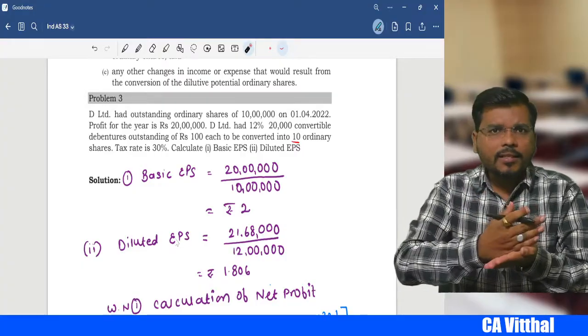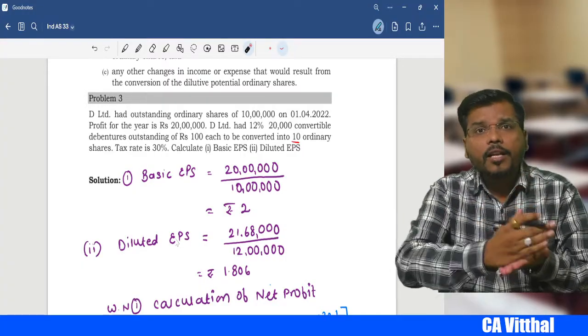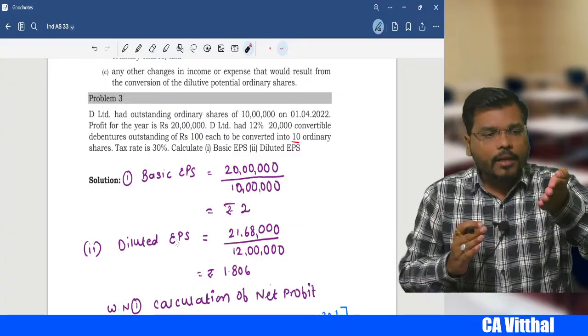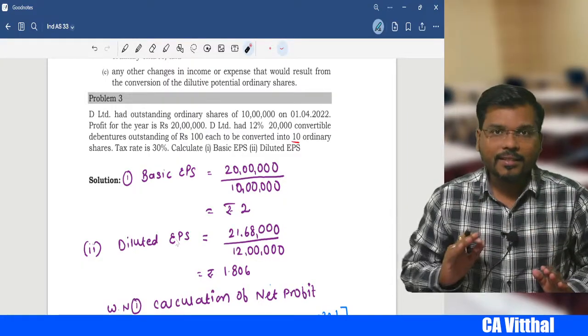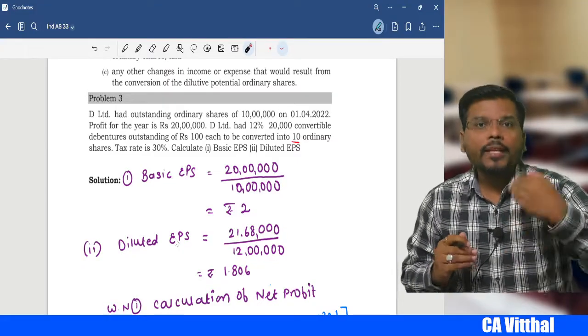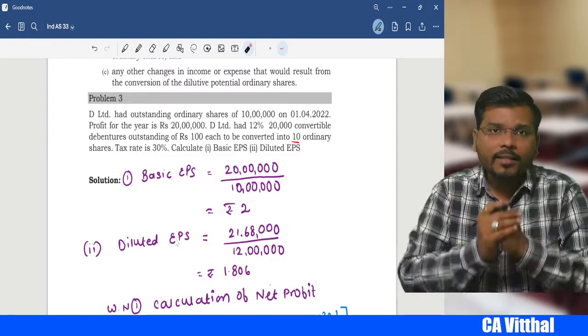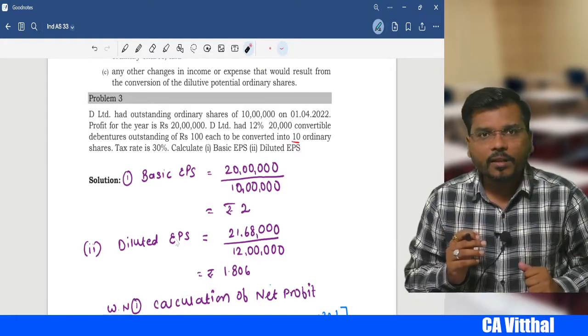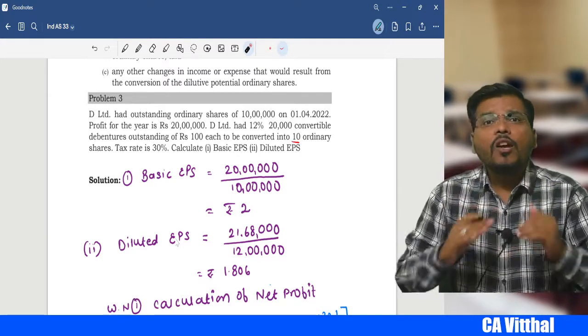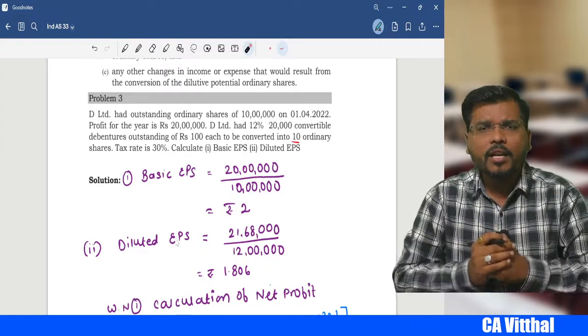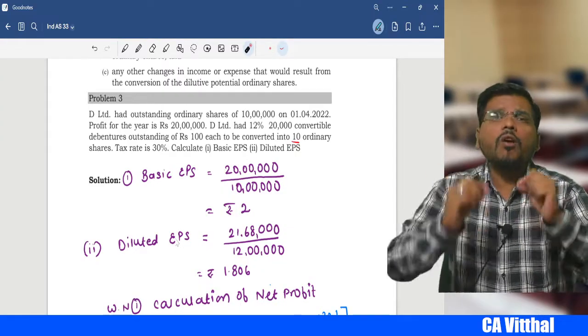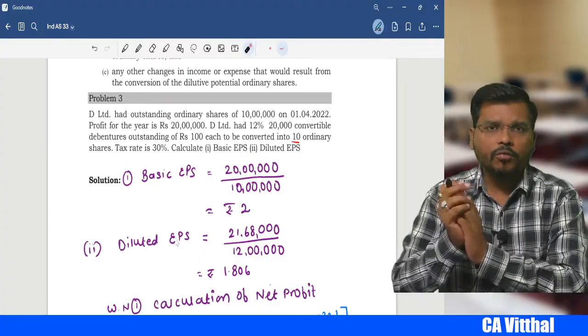Now these debentures are converted into equity shares, right? When we convert the debenture into equity shares, we don't have to pay interest, correct? When we don't have to pay the interest, our profit will increase to the extent of this interest. And when our profit increases, our tax also will increase because we have to pay extra tax to the government. So that impact we have to give in the net profit calculation.